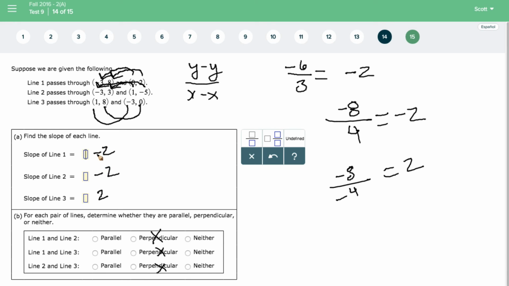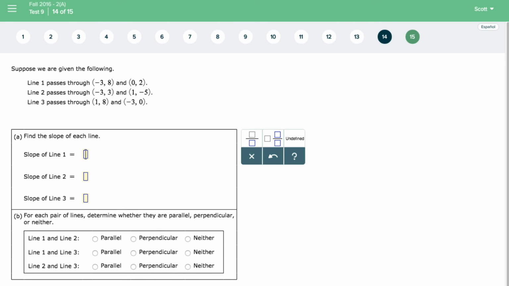So let's see which ones are the same. Line 1 and line 2 are parallel. They're exactly the same. Line 1 and line 3, they're not parallel, they're not the same, and they're not flipped upside down, so they're neither. And line 2 and line 3, again, they're not parallel, they're not perpendicular, they're neither. So that's how you do those types of problems.